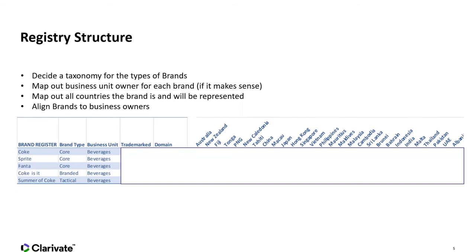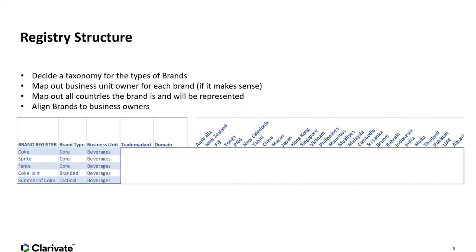Like Coke is it. And in theory, like the Summer of Coke, but it might just be a tagline. In fact, if you've got someone like Nike, Just Do It might actually end up being a core mark, or they might decide that that's a branded mark.